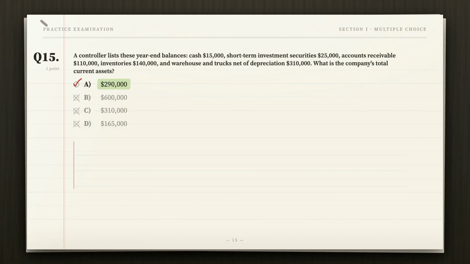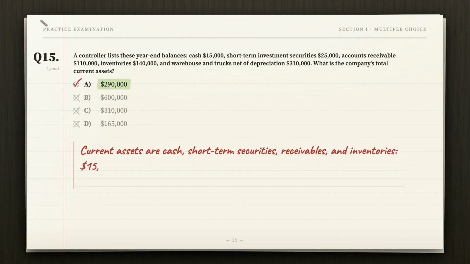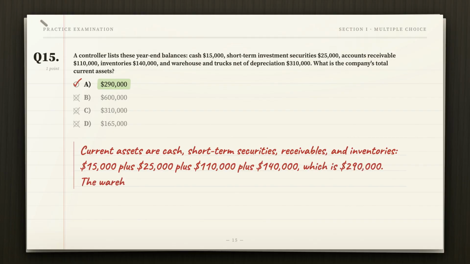$290,000. A is correct because current assets are cash, short-term securities, receivables, and inventories: $15,000 plus $25,000 plus $110,000 plus $140,000, which is $290,000. The warehouse and trucks are fixed assets and stay out of that total.